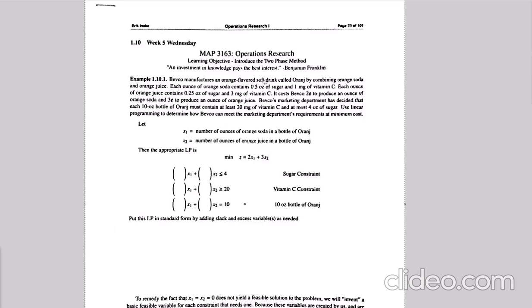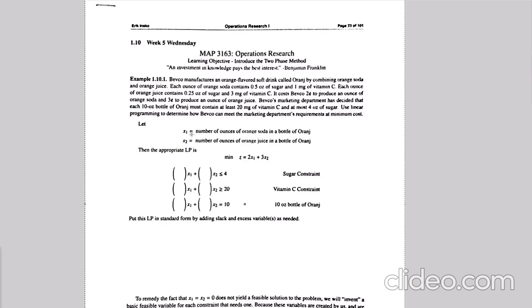Bevco manufactures an orange-flavored soft drink called Orange by combining orange soda and orange juice. Each ounce of orange soda contains 1/2 ounce of sugar and 1 milligram of vitamin C. Each ounce of orange juice contains 1/4 ounce of sugar and 3 milligrams of vitamin C. It costs Bevco 2 cents to produce an ounce of orange soda, 3 cents to produce an ounce of orange juice. Bevco's marketing department has decided that each 10-ounce bottle of orange must contain at least 20 milligrams of vitamin C and at most 4 ounces of sugar. Use linear programming to determine how Bevco can meet the marketing department's requirements at minimum cost.